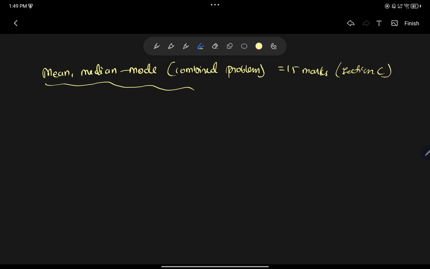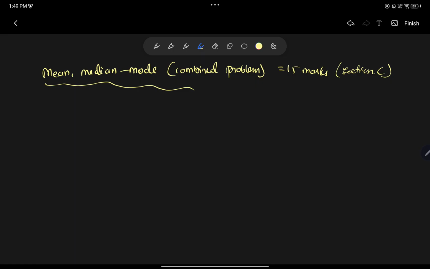In the previous video also I have calculated one problem, but that problem where they have directly given the classes and the frequency. But in this problem, I will be taking a kind of problem where they have not given the classes and frequencies directly, which we need to find out and calculate the mean, median and mode.